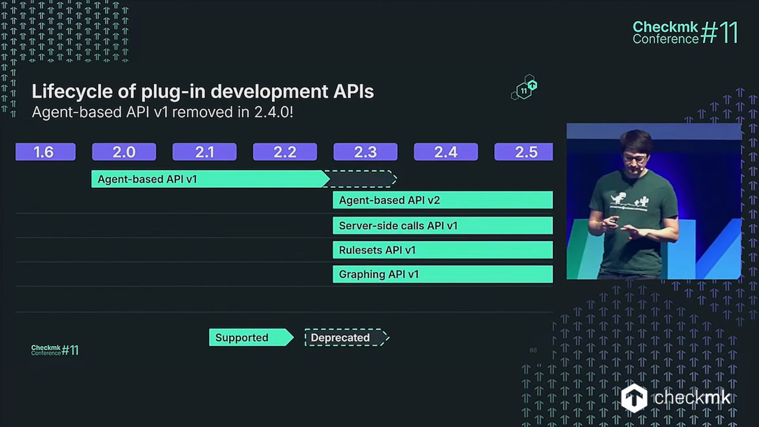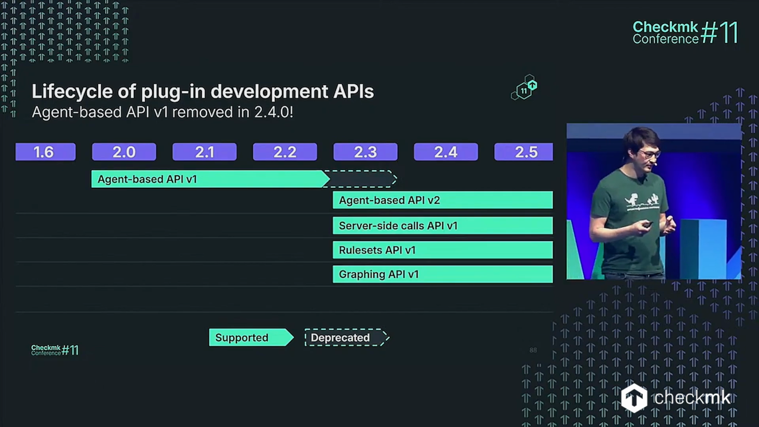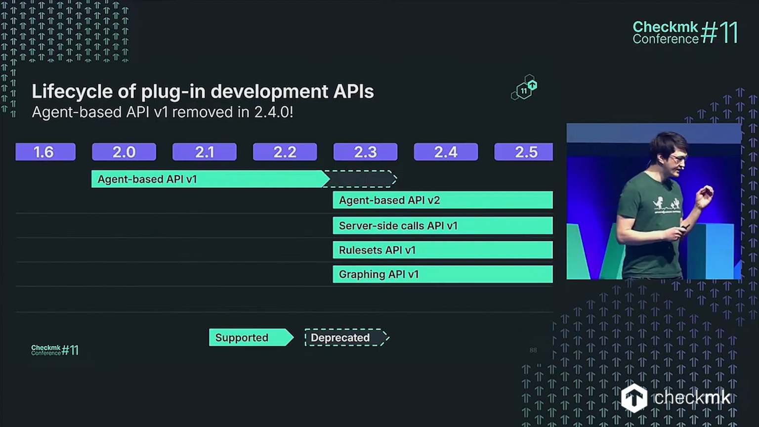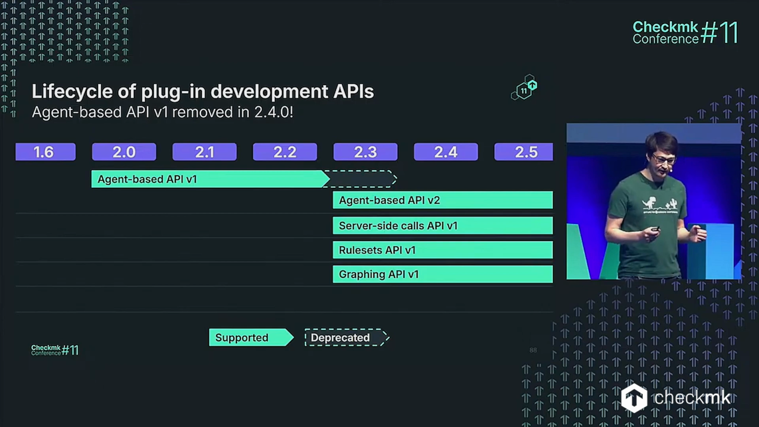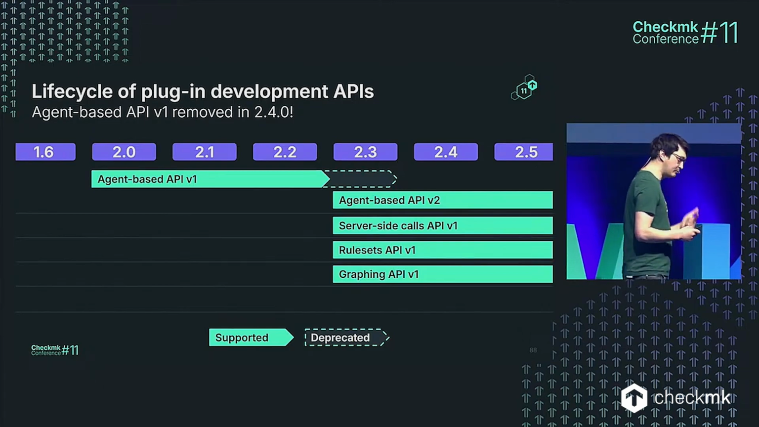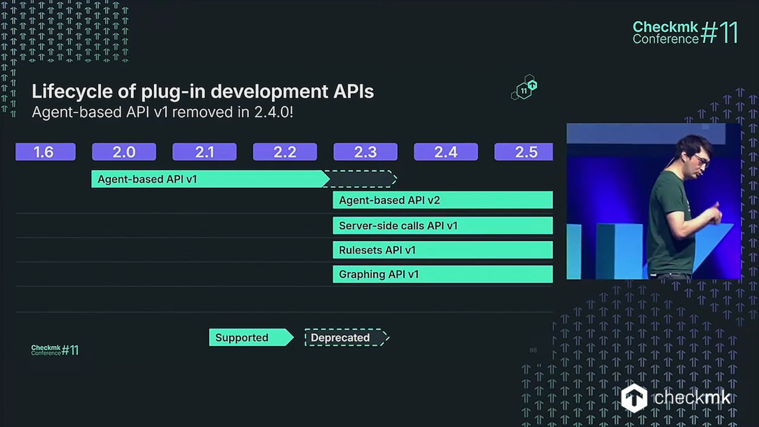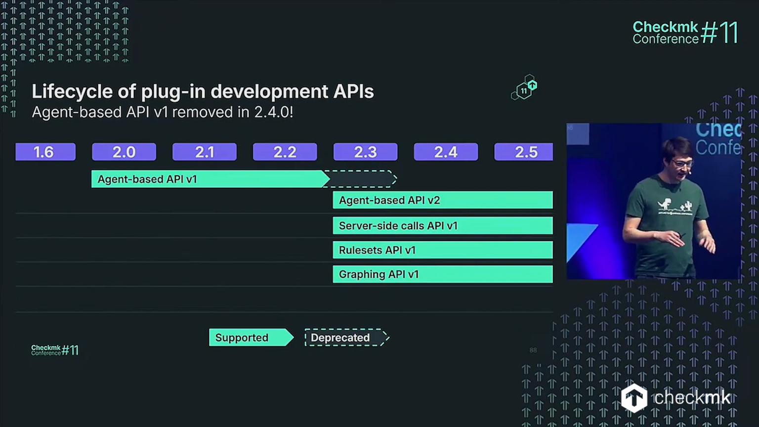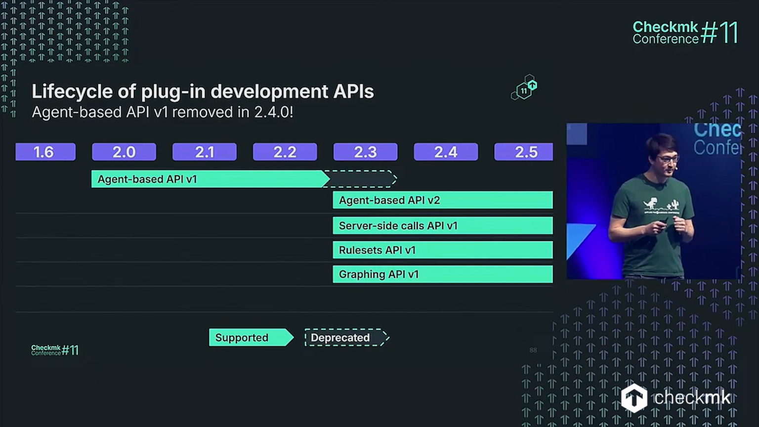And in 2.3, we also introduced a lot of other APIs which round up the entire experience around writing check plugins. So you can basically use stable documented APIs to write everything, to write rule sets, to create metrics and graphs, to do the server-side calls, so the stuff which is running in the background. And that is also something which we expect to be stable for a long time.